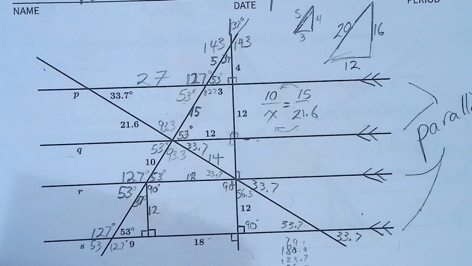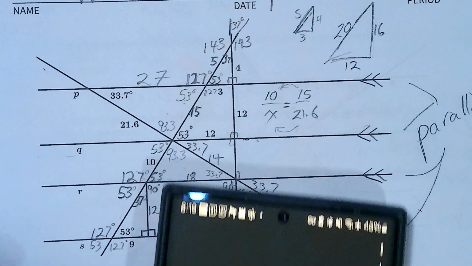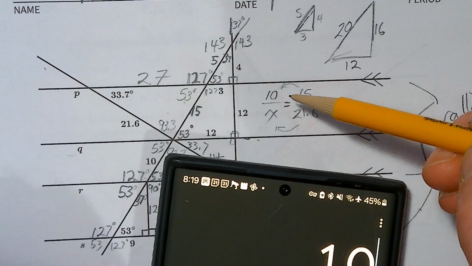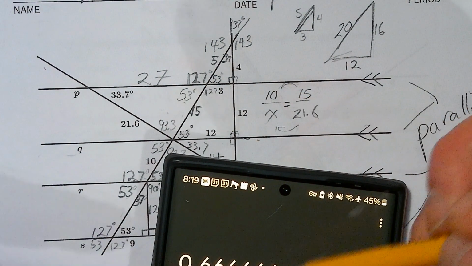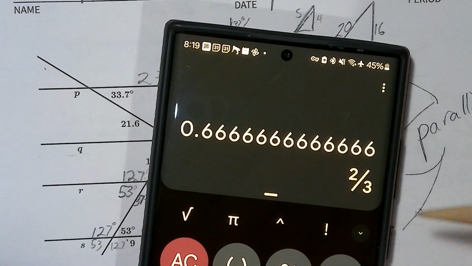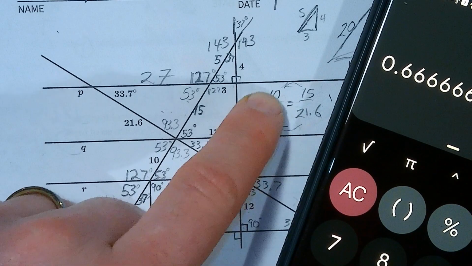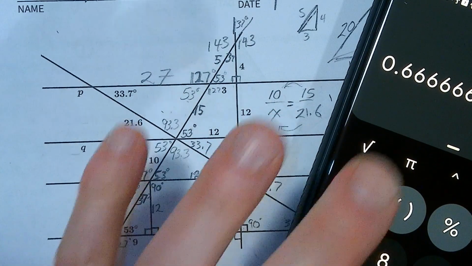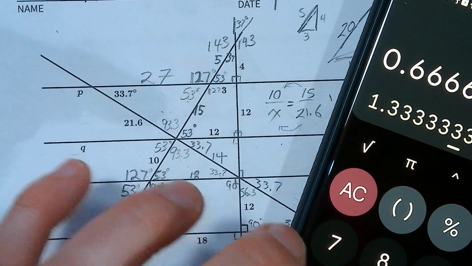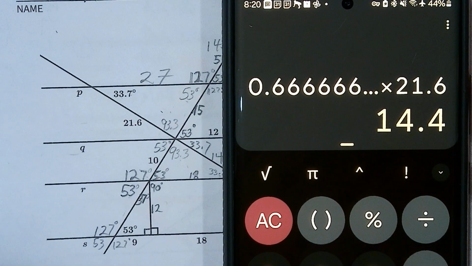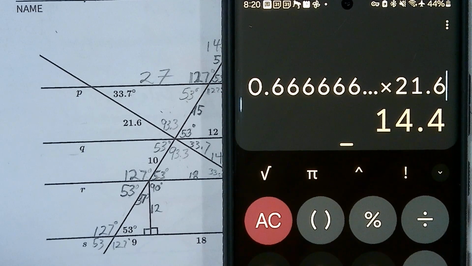This is literally how you could do it. You would say, okay, 10 divided by 15 equals 2/3. Oh, shoot. 10 divided by 15 times 21.6. Wow, sorry for that. I was working so hard on being in the frame.